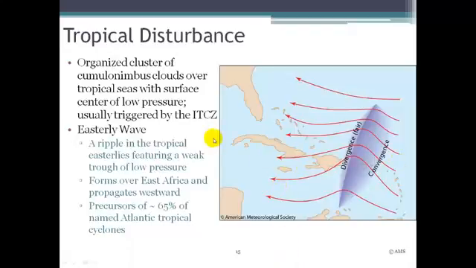So here we're seeing the predominant wind flow here, which is an easterly wave, and we get a little ripple in the action, and it causes a weak trough of low pressure. These usually form off of the eastern coast of Africa and then move towards the United States in the direction that you see here. These tropical disturbances are precursors of about 65% of the named Atlantic tropical cyclones.